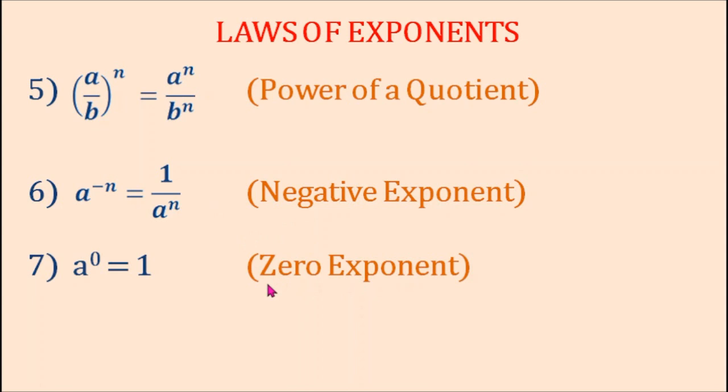Number 7, that is zero exponent, that is a to the 0 equals 1. So any number except 0 raised to 0 exponent is 1.